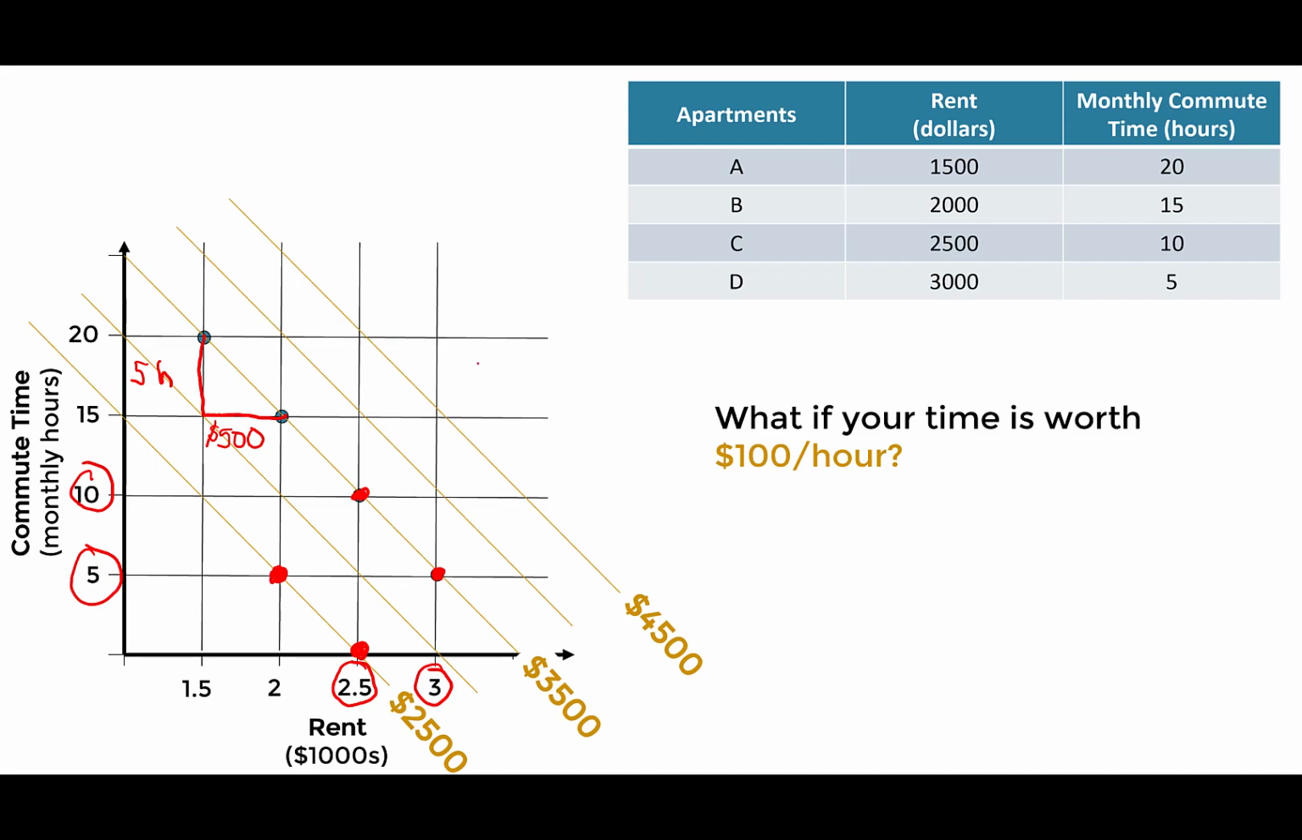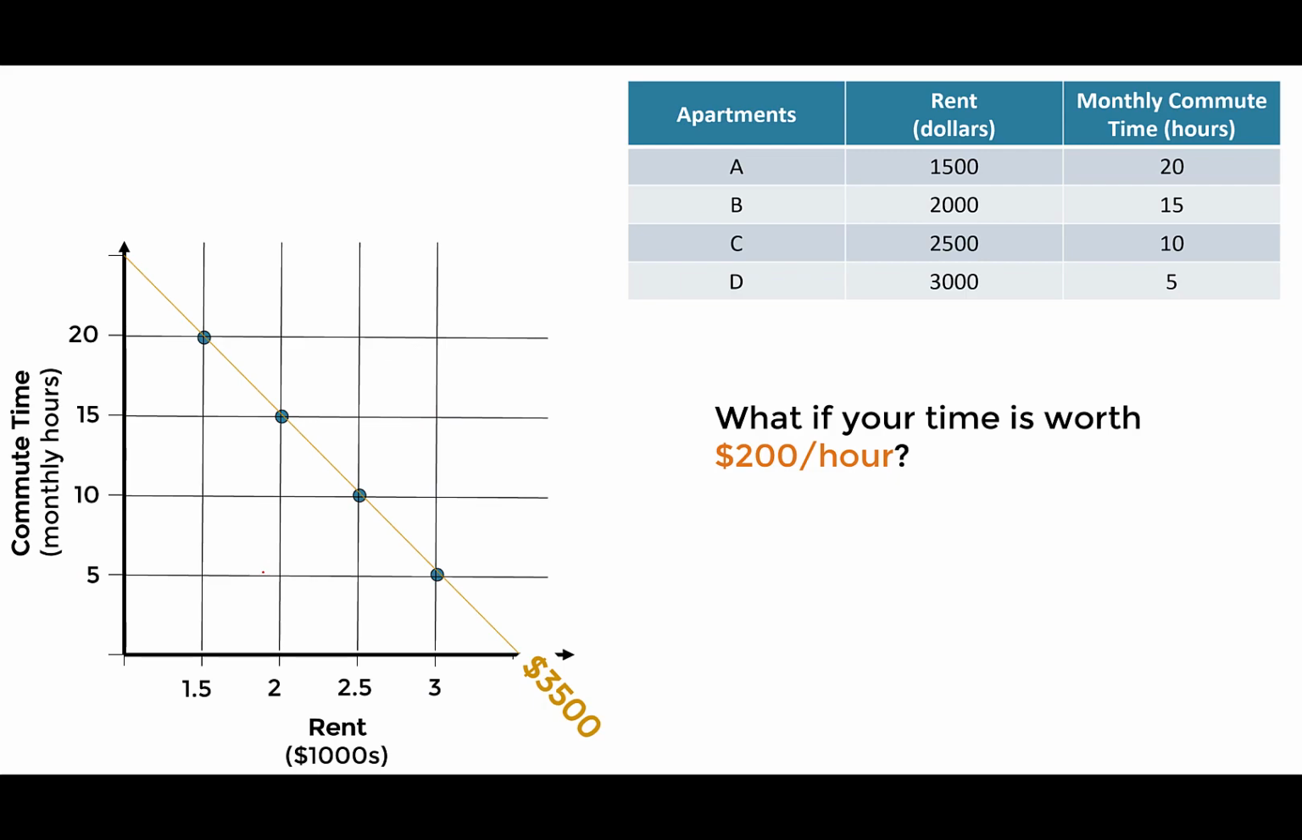As you move in this direction, your apartments are becoming less and less expensive or more and more preferred. So essentially, whichever apartment is further down in that direction is the most preferred one. In this case, of course, all 4 are equally preferred because they're all on the same ISO preference line.